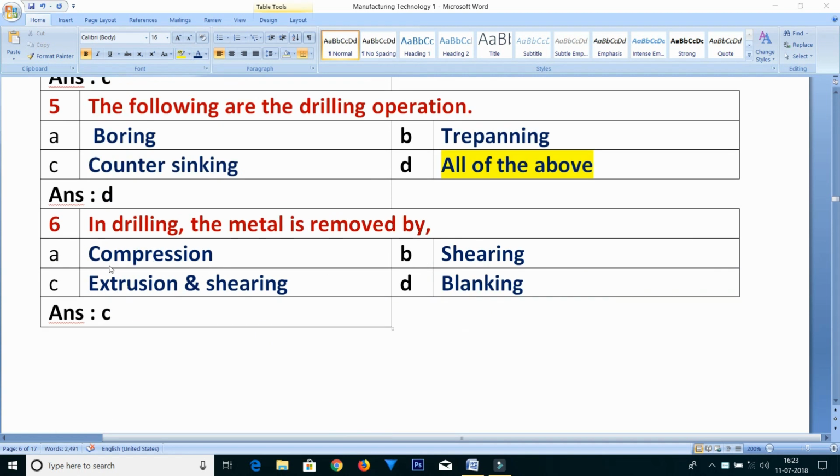We will move on to the sixth question. In drilling, the metal is removed by option A, compression, option B, shearing, option C, extrusion and shearing, and option D, blanking. And the right option is option C, that is extrusion and shearing.